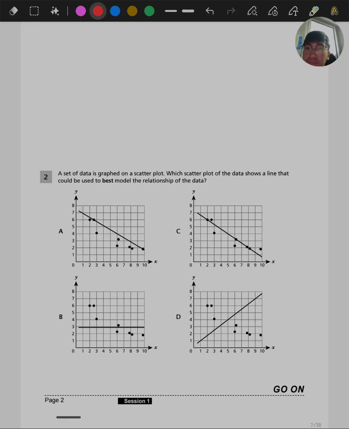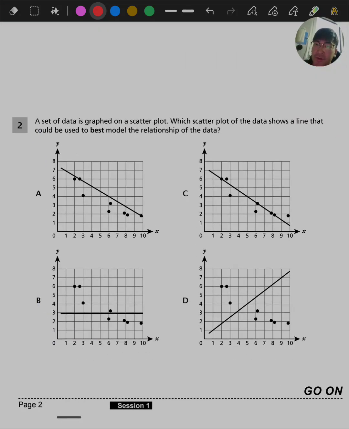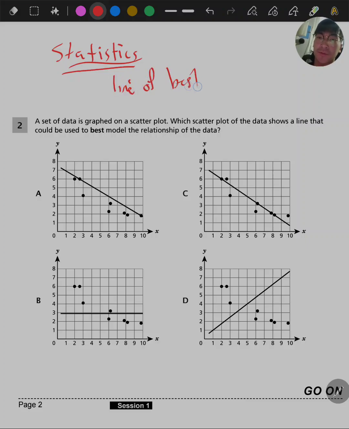Okay, so let's go. Number 2. This question is talking about a branch of math called statistics, and specifically the line of best fit. You will see this again in high school, line of best fit, linear regression, but you don't need to know all of that stuff. But for now, just to get the answer, here is a tip that usually works.